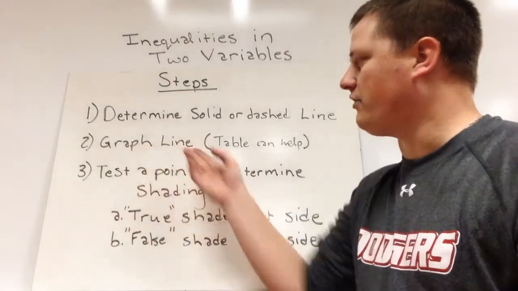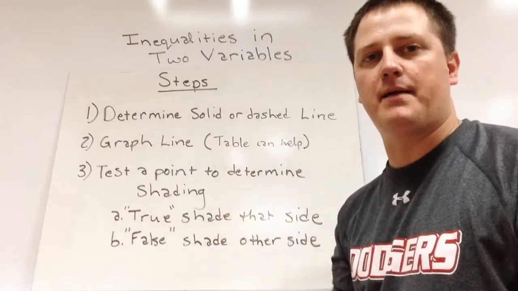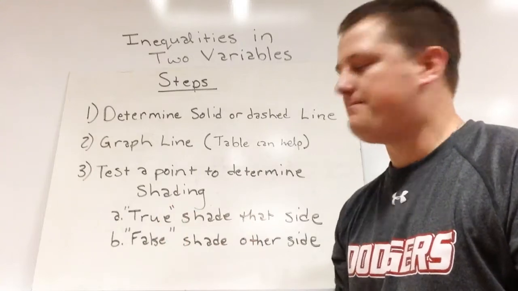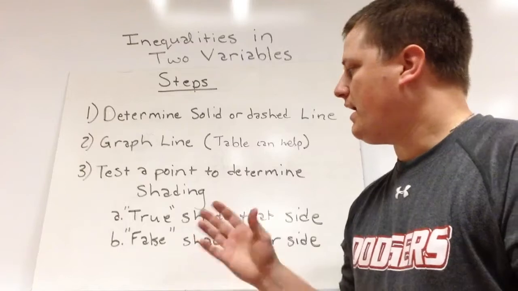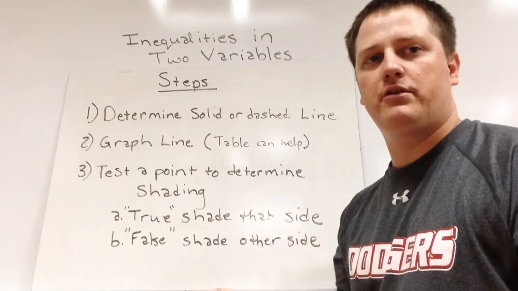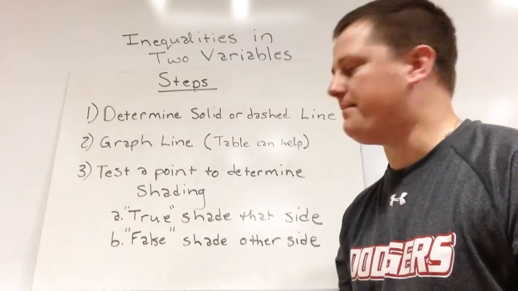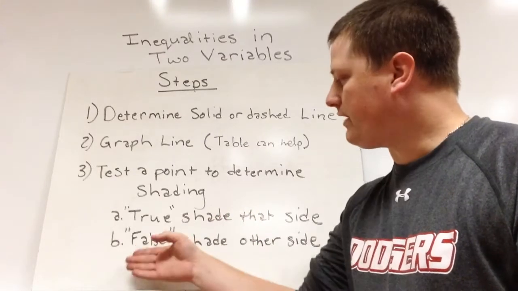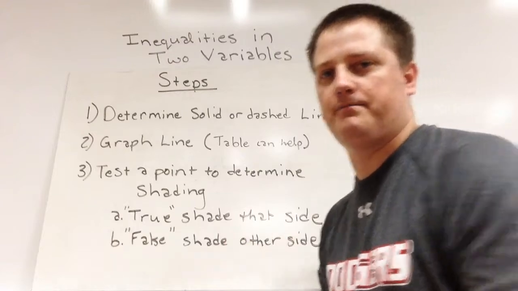The second thing is to graph a line. Using a table can help, so filling out a table to graph points and then drawing your dashed or solid line. Next thing is to test a point to determine shading. And what we do is we pick a point that is not on the line, we put it into the equation, and then we test whether we get a true or false statement. If we get a true statement, we shade the side that that point is on. If we get a false statement, we shade the other side, the side that that point is not on.